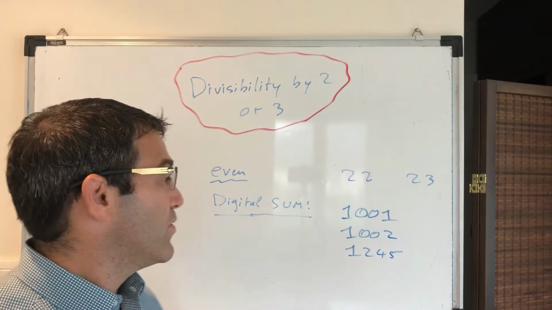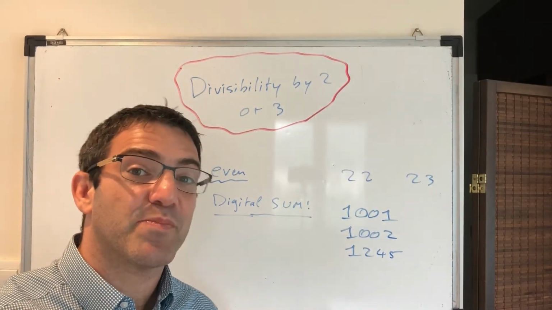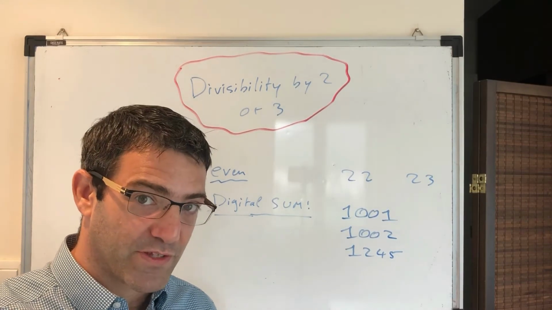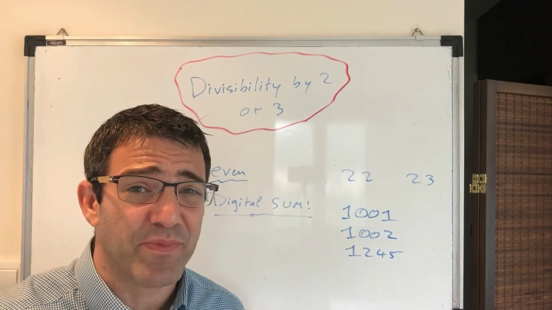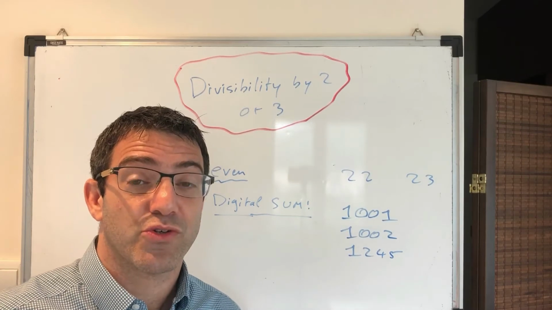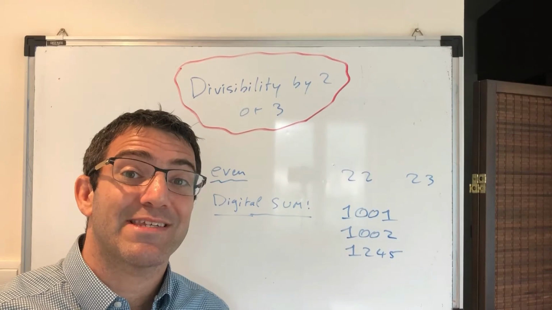Okay, so for divisibility by 3, there's a super simple rule that's very, very useful, but we're not always aware of it, so I just wanted to share that with you now. We use what we call the digital sum. What is the digital sum? It's when you add all the digits to each other, and you try and find if the digital sum is in the 3's times table.